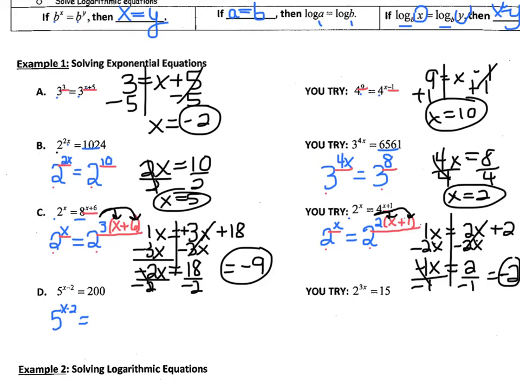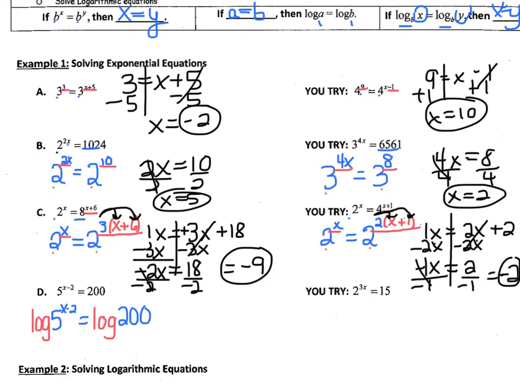So what we're going to do is we're going to take the log of both sides. So I'm going to take the log of 5 to the x minus 2 and set it equal to the log of 200. So all I've done is I've written log and log in front of each side. What that allows us to do is use the log properties. So see how we have log, the base is 10 on each side, because it's the common log.